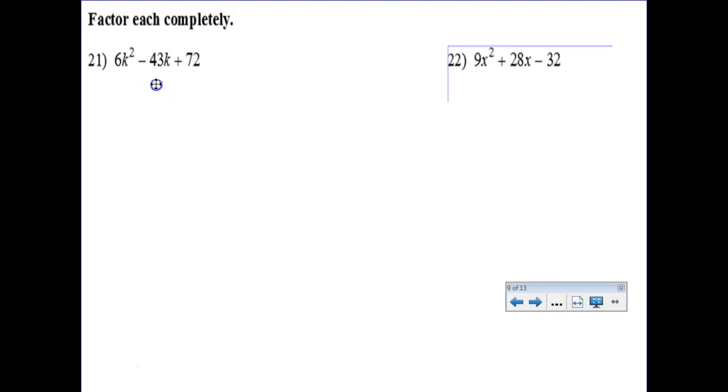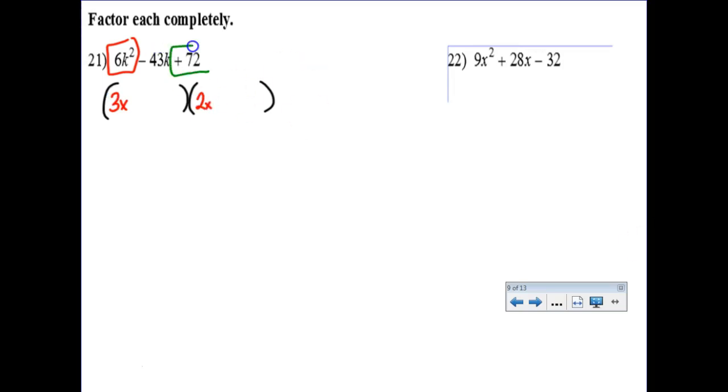Factoring. Alright, so first you must look for a common factor. 6, 43, 72. Well, 43 is a prime number, so you don't have a common factor there. So you have to kind of reverse FOIL here and think about all your options for 6k squared. So 6 and 1 and 3 and 2. Now, you might have to guess and check for a little bit. I'm going to go with 3 and 2 because that's typically the right option.